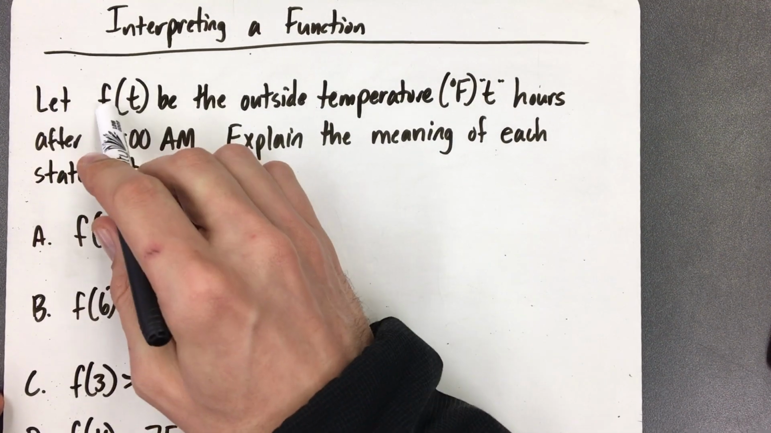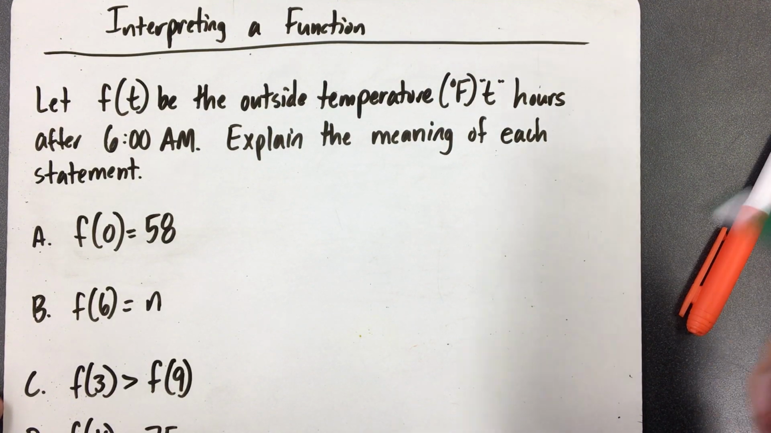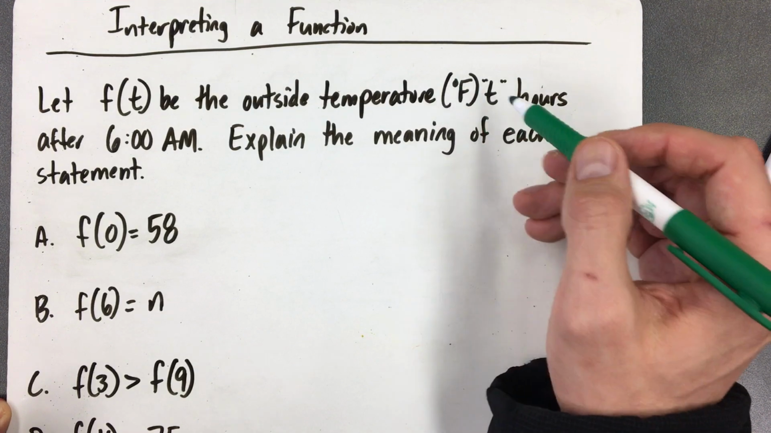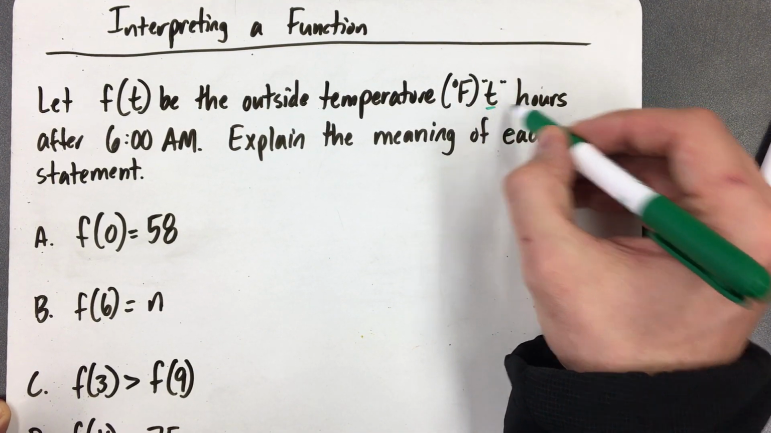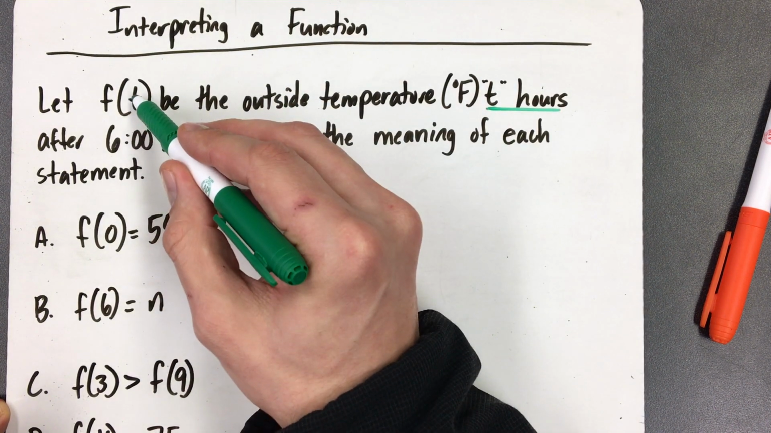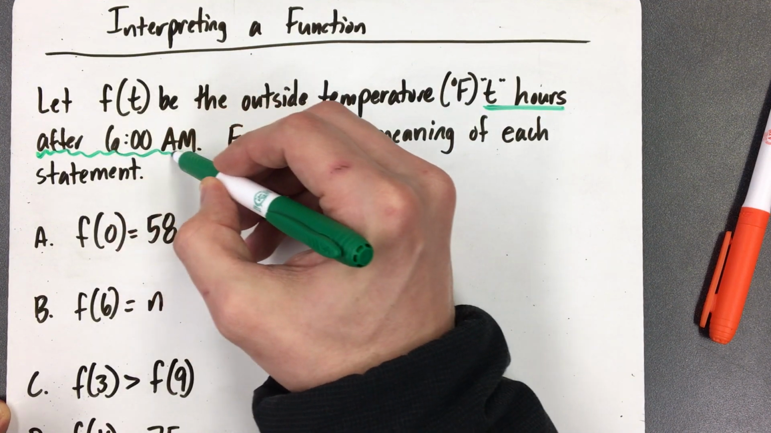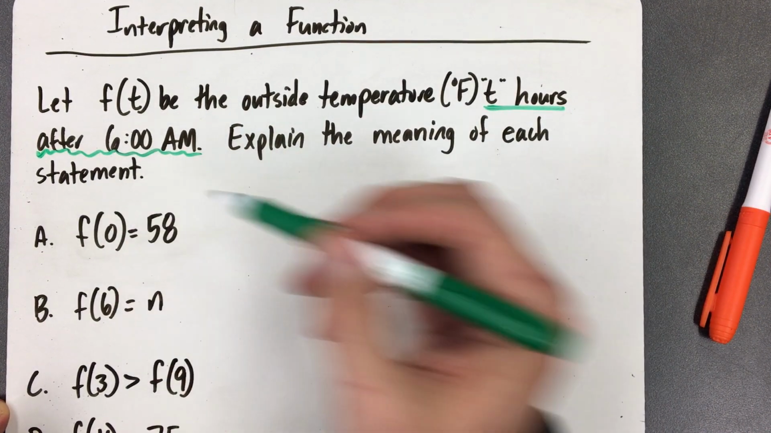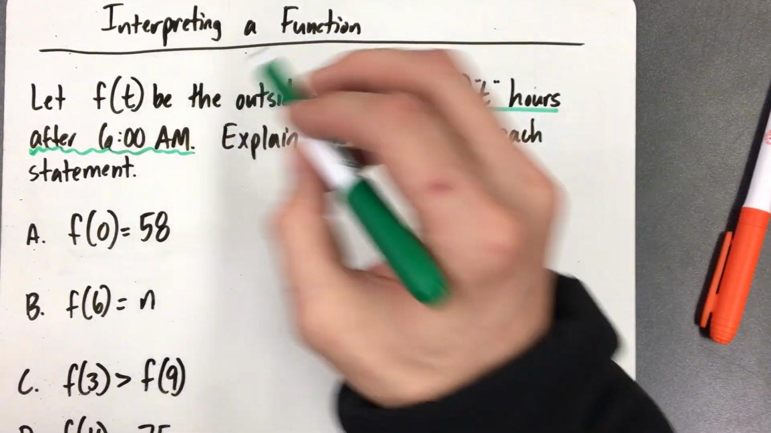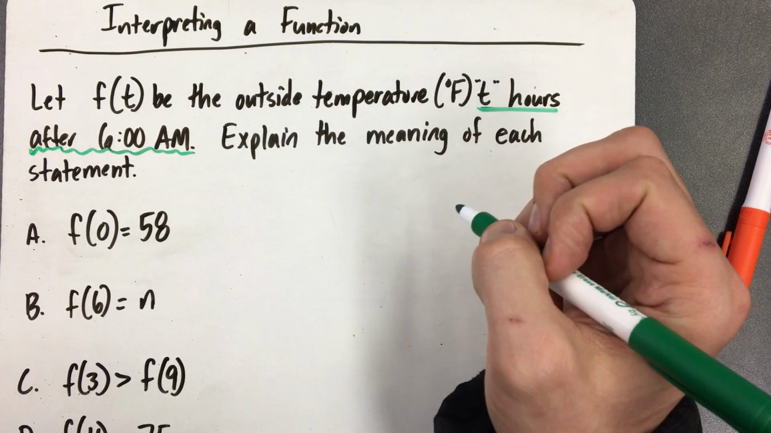It says let f parentheses t, so they're using t this time instead of x. That shouldn't hurt. It's not going to be a big deal. Let f of t be the outside temperature in degrees Fahrenheit, t hours after 6 a.m. So the number in the parentheses is how many hours after 6 in the morning. Right? Explain the meaning of each statement. Okay. So f of t is going to represent how hot it is outside, t hours after 6 in the morning.